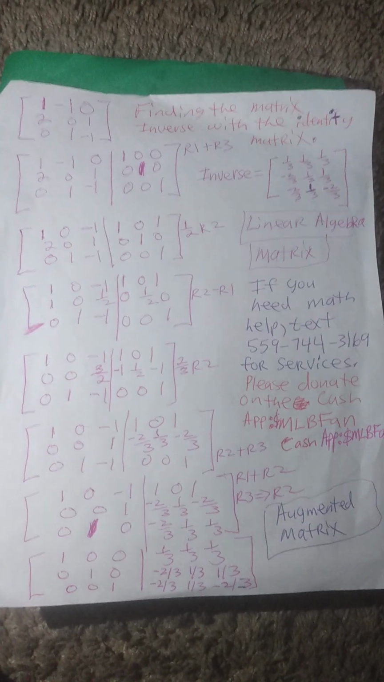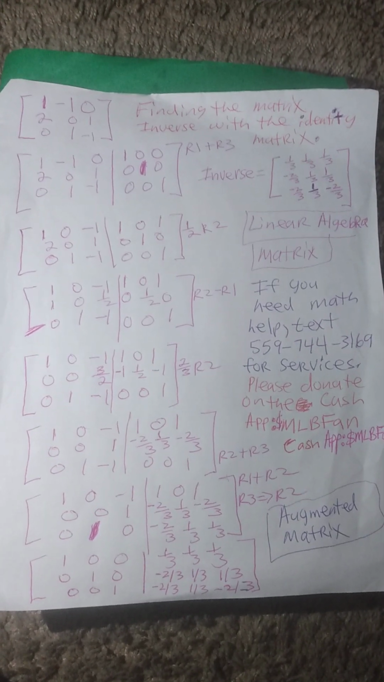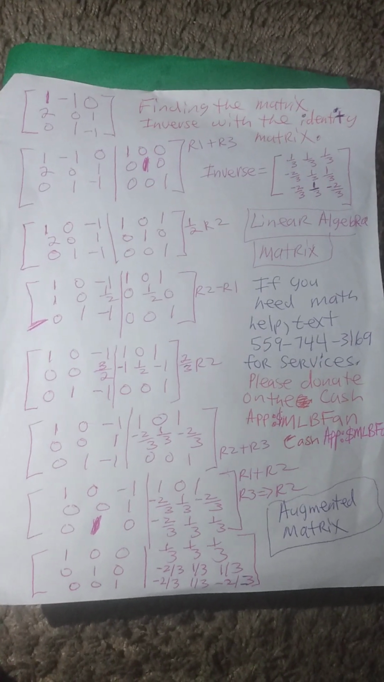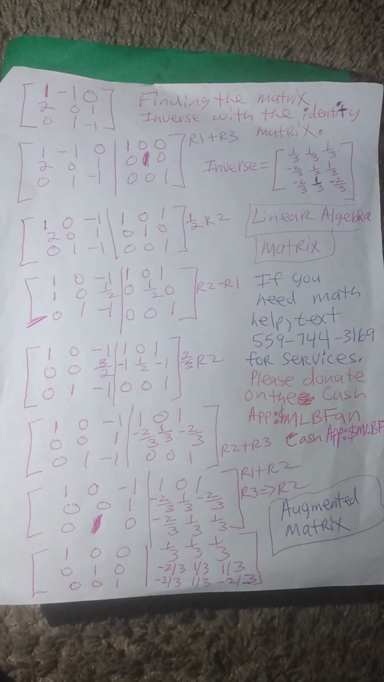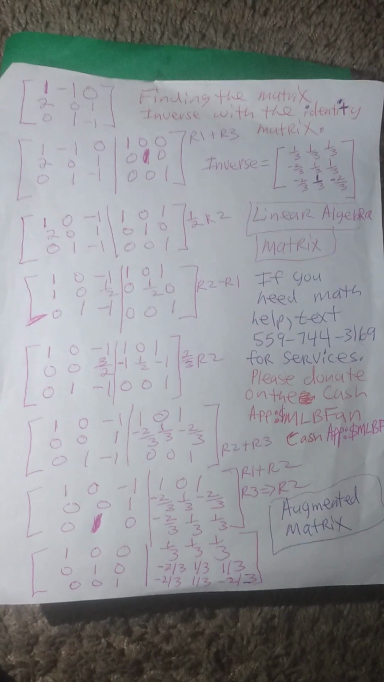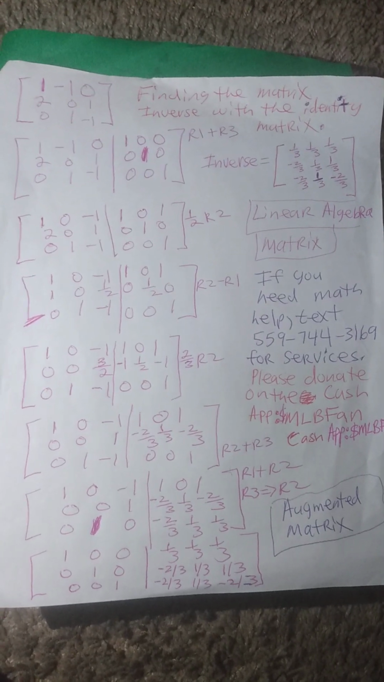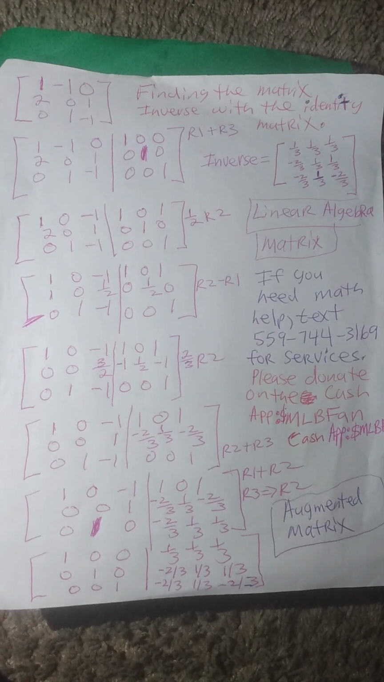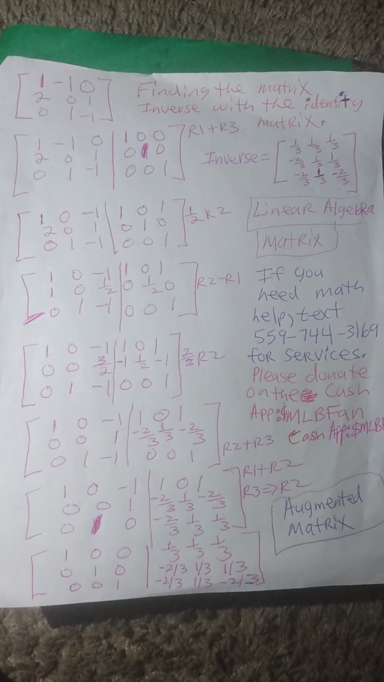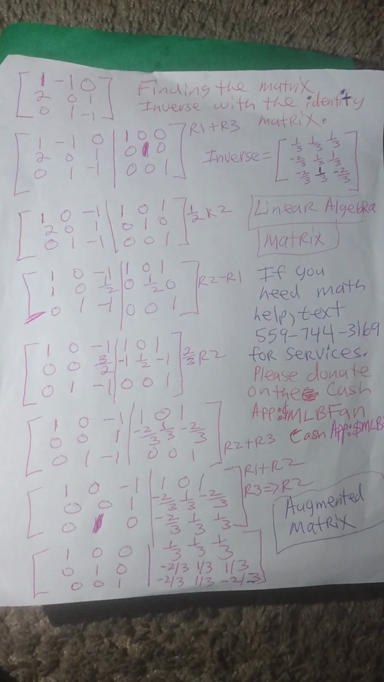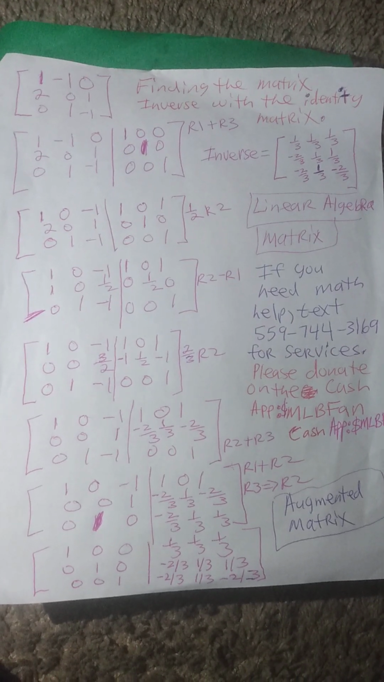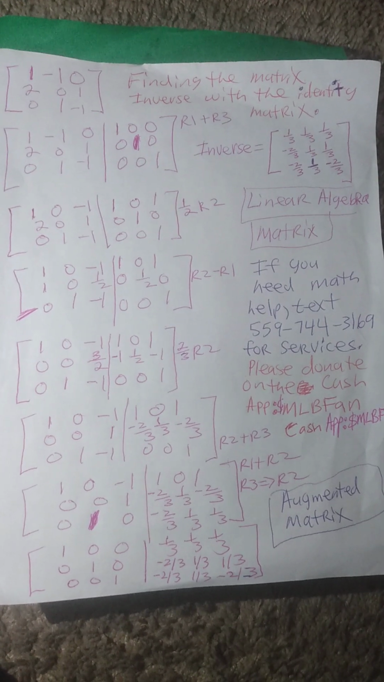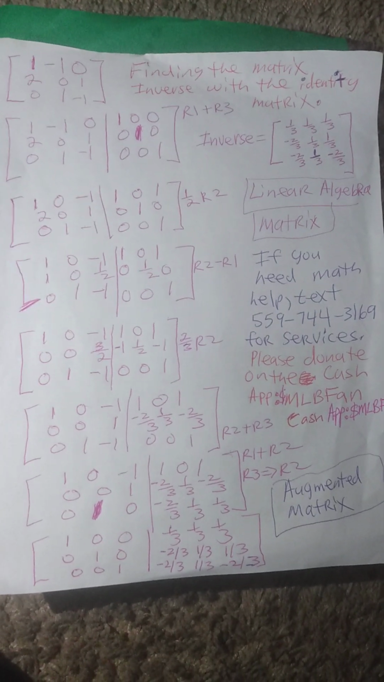Good morning, class. Today we are going to learn how to find the matrix inverse with the identity matrix. Here we start off with a 3x3 matrix of 1, negative 1, 0, 2, 0, 1, 0, 1, negative 1. So there are 3 rows here and 3 columns.